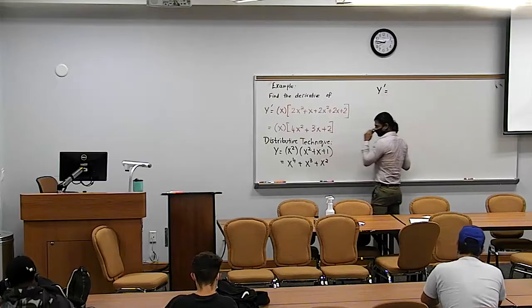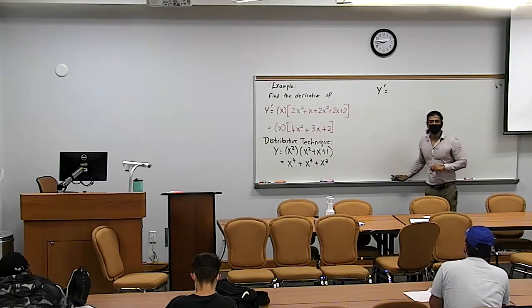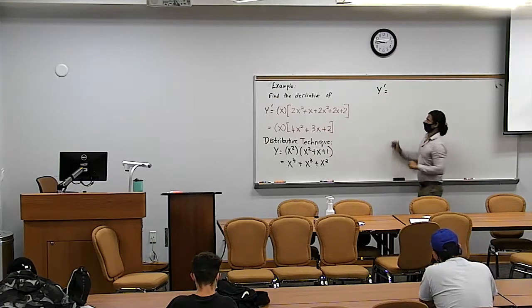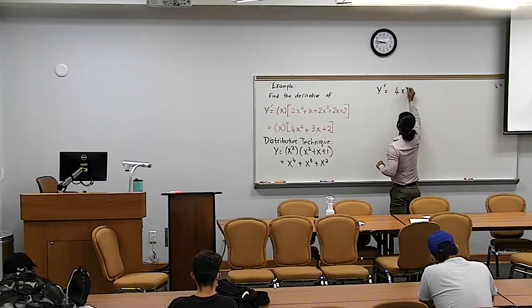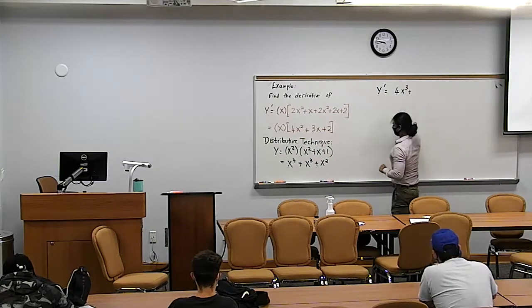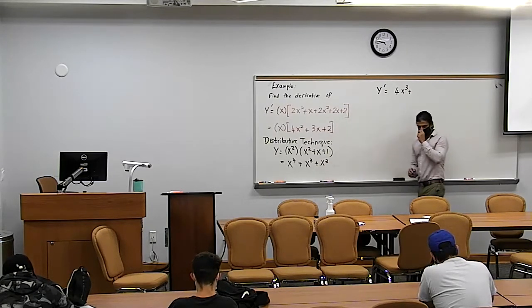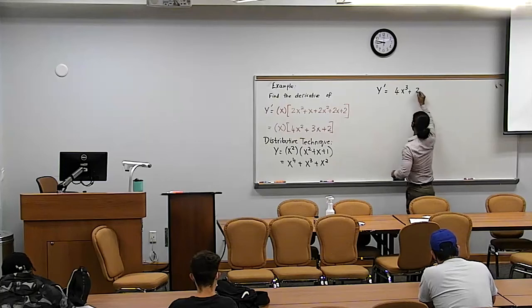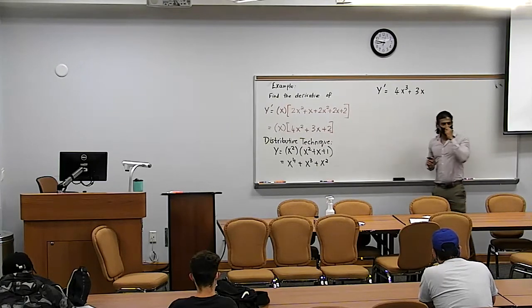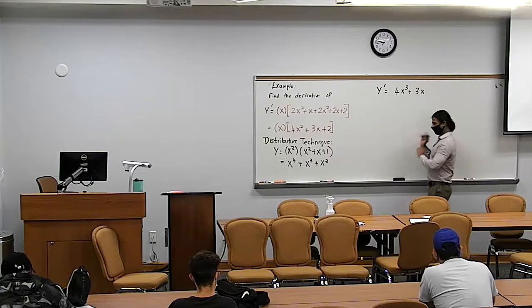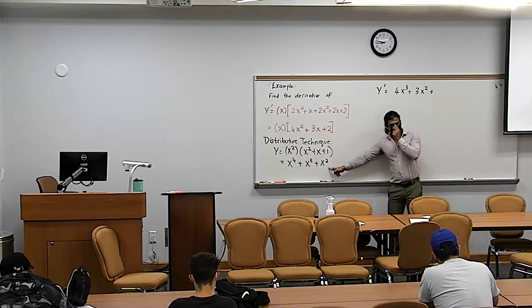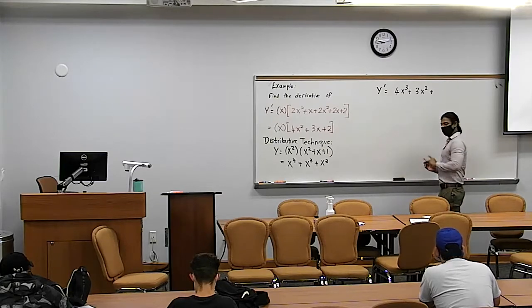What is the derivative of x raised 4? 4x cubed. What is the derivative of x cubed? 3 comes to the front, and what do we do to the power? Minus 1. So 3 minus 1 is 2, giving 3x squared. What is the derivative of x squared? 2x.